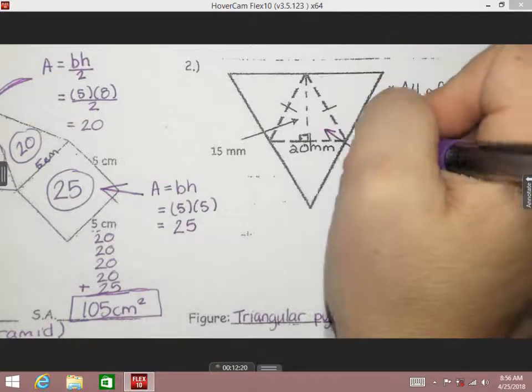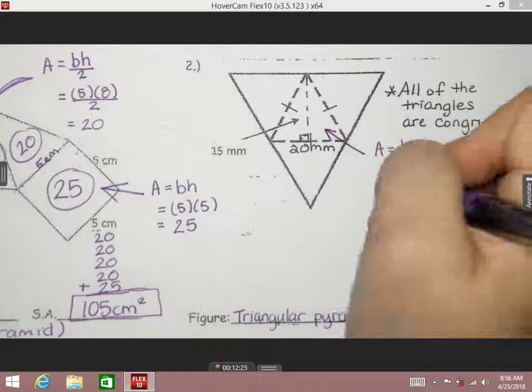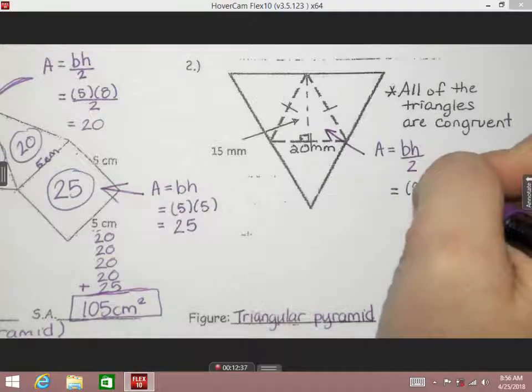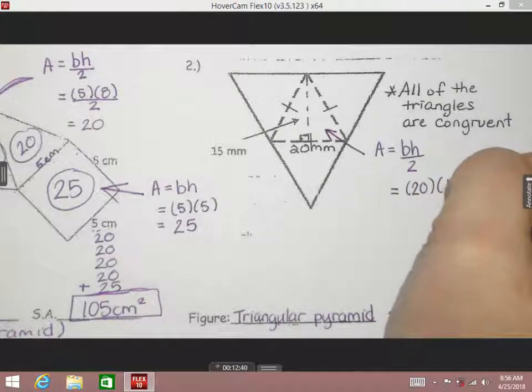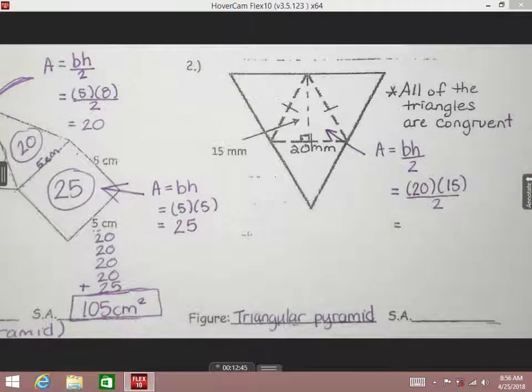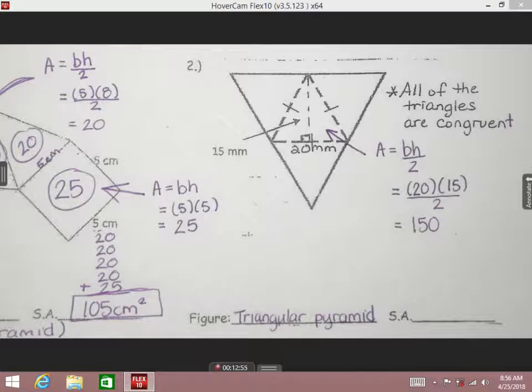What's my formula? A equals base times height divided by 2. Again, guys, you know how to find the area of a triangle. Could you have tried something here? We have a base. We have a height. So my base here is 20. My height here is 15. And then we're going to divide by 2. 20 times 15 divided by 2. 150. So that means this triangle in the center is 150.